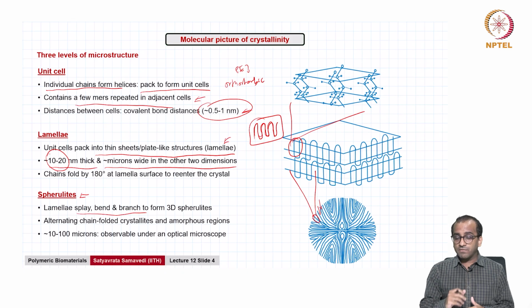And that is very interesting because that gives you a specific pattern or a signature when you use polarized light microscopy, as you will look at later in the lecture. And these are much larger, they can be 10 to 100 microns and are easily observable under an optical microscope. So, those are the 3 different length scales at which you can appreciate crystallinity from a molecular perspective.